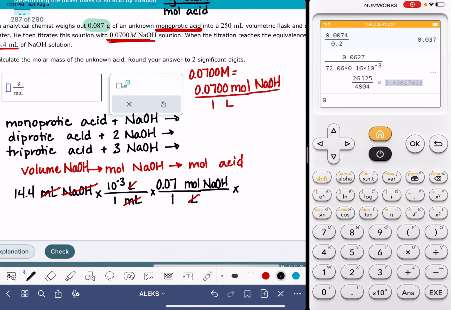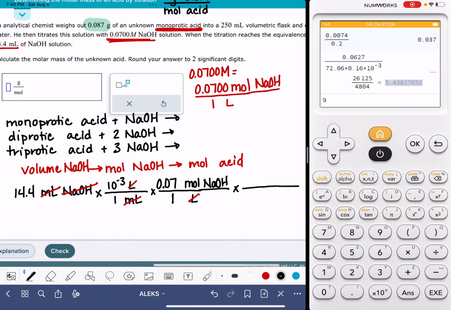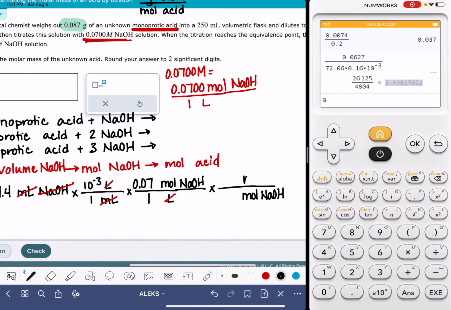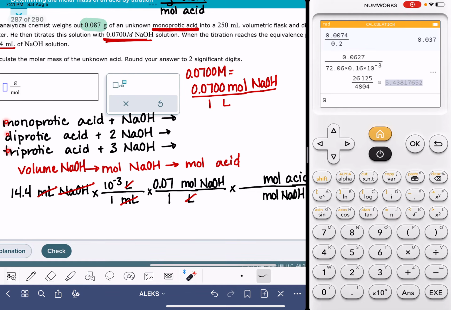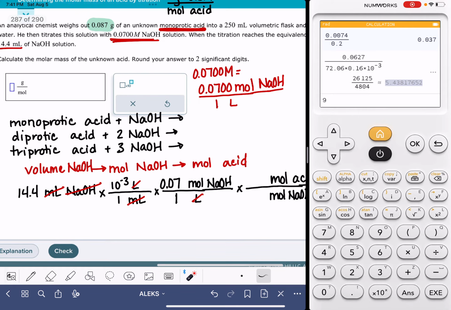Our last step is to convert out of moles of NaOH and into moles of acid. And to do that, we're going to be using the stoichiometric coefficients from these equations right here. Now remember, you're going to have to choose based on what type of acid ALEKS is giving you in the problem. If you have a monoprotic acid, that's a 1-to-1 relationship. If you have a diprotic acid, it's 1-to-2, etc.